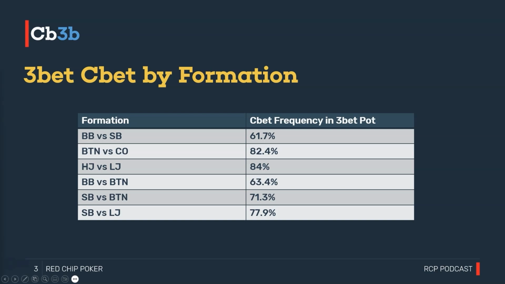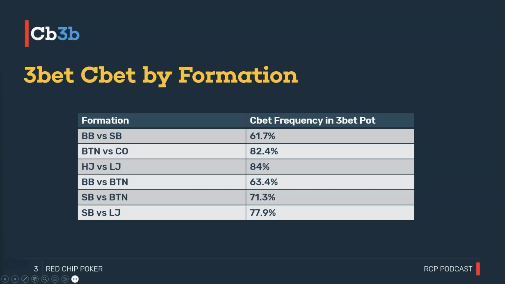Here are some data points extracted from a GTO solver. In a 3-bet pot, big blind versus small blind, this means small blind is open raised, we have 3-bet from the big blind. Our Cbet frequency is supposed to be 61.7%. Now, if you're currently Cbetting range in this scenario, this might sound like a fairly low Cbet frequency. And compared to other formations, it is. In fact, big blind versus small blind is arguably the lowest Cbet frequency in 3-bet pots.